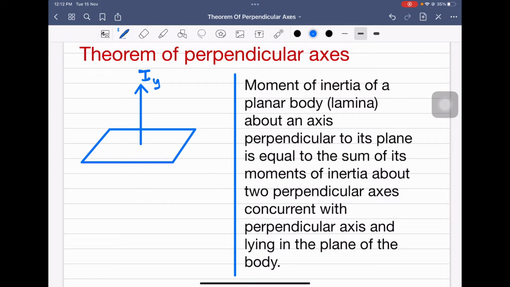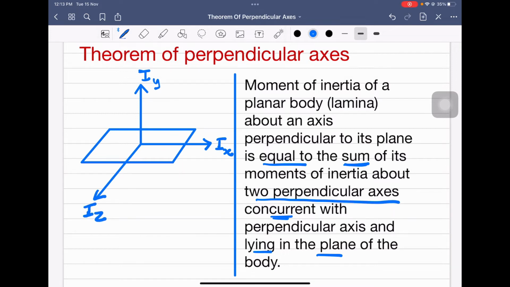This should be equal to the sum of its moment of inertia about two perpendicular axes. How should those two perpendicular axes be? They should be lying in the plane of the body and they should be concurrent with the perpendicular axis. Now we should consider two mutually perpendicular axes. Say this is the x-axis, the corresponding moment of inertia is Ix. Say this is the z-axis, the corresponding moment of inertia is Iz.